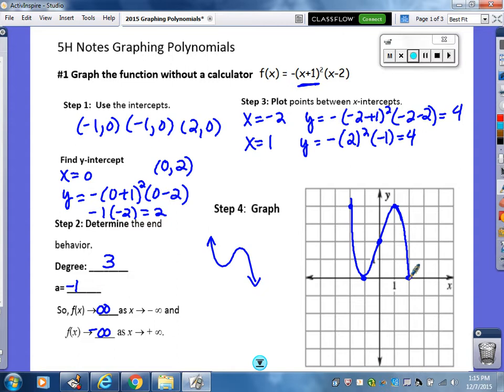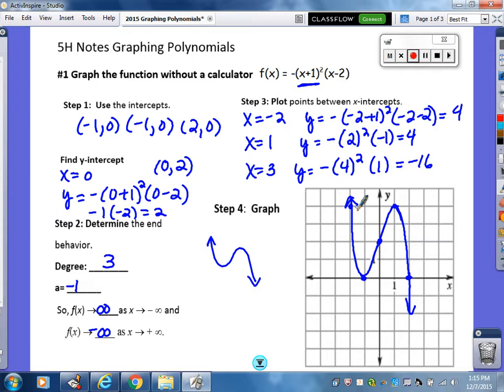Let's see how quickly it goes down, though. Let's put in x equals 3. So y is the opposite of 3 plus 1, which is 4 squared, and then that's times 1. So that's going to be -16. It's dropping pretty much straight down. We get to -16. Put arrows on the ends, and there you go. It's still a sketch, because we're just sketching. We're not plotting all points, but it's a pretty accurate sketch.